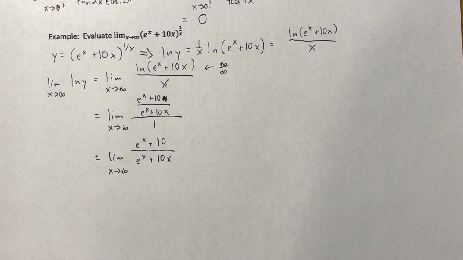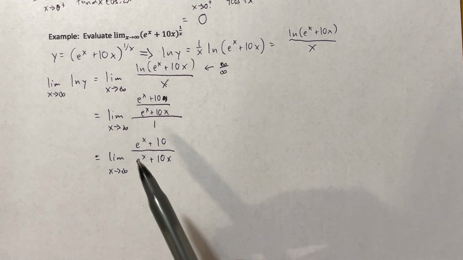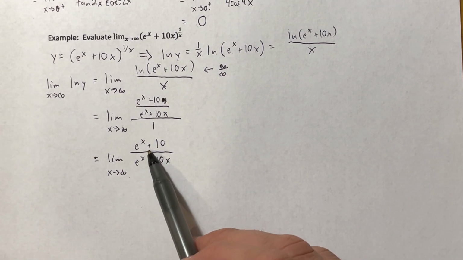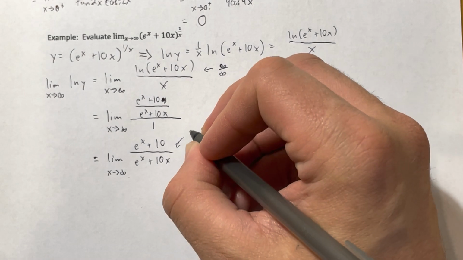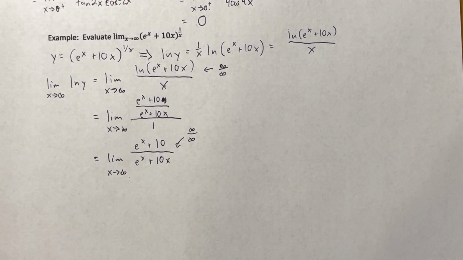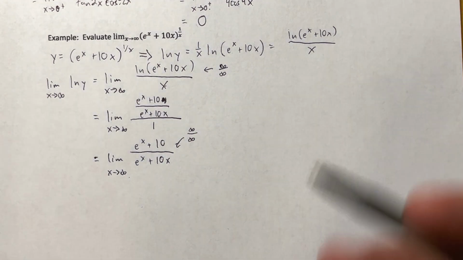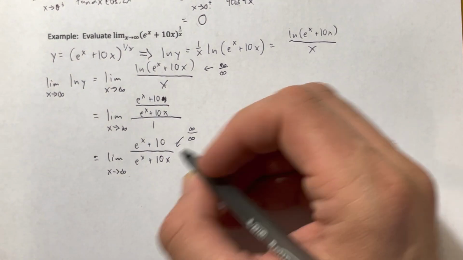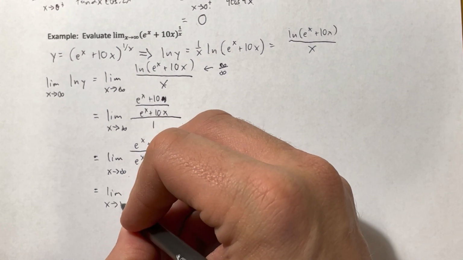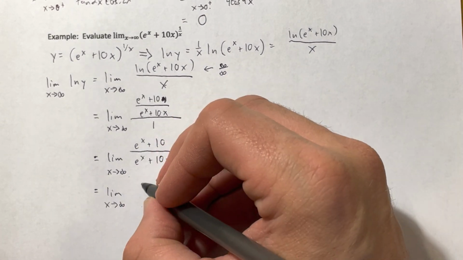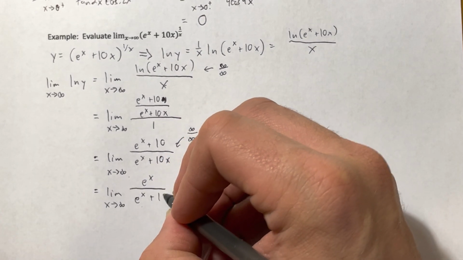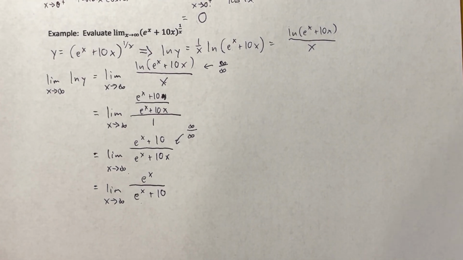Can we evaluate this, or do we need L'Hopital's rule again? Well, if I take the limit as my numerator and denominator both go to infinity, I end up with yet another infinity over infinity indeterminate form. So that's okay, I just need to use L'Hopital's rule again, which I'm allowed to do because it's the correct form for that. So, applying L'Hopital's rule, my numerator has a derivative of e to the x, my denominator is going to look like e to the x plus 10, okay?